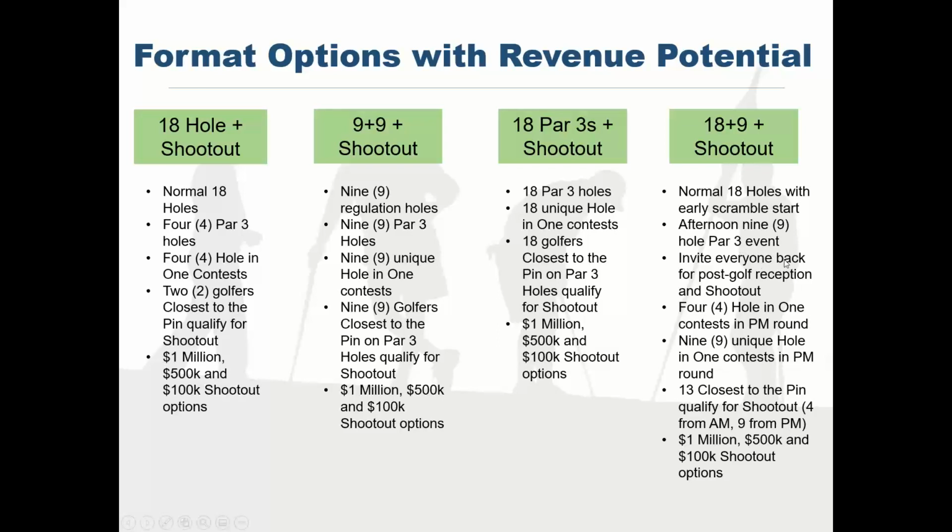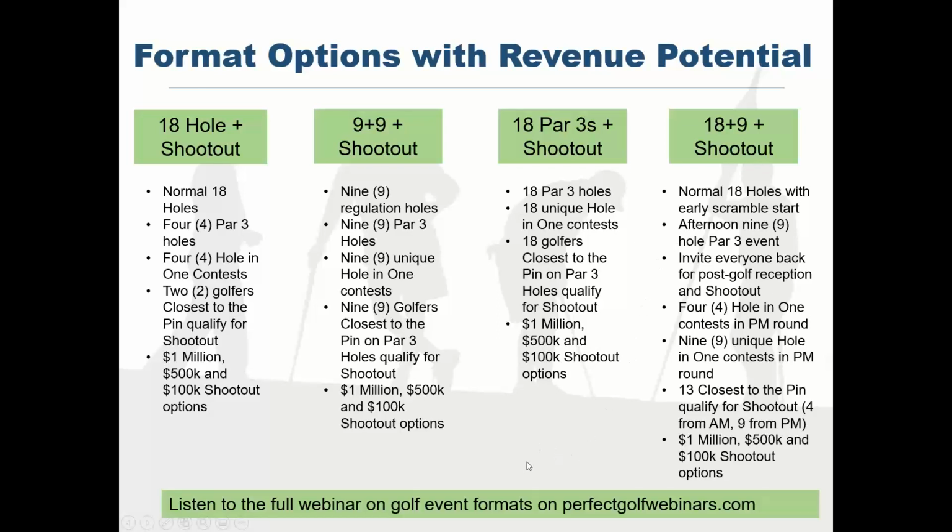So the golfers who aren't comfortable, maybe they're a casual golfer and they don't want to play a full 18 holes but want to support and have some fun, are just going to come out and play 9 holes in the afternoon. Then they invite all the golfers back for the rewards reception, and they have a shootout. I love this format because it lets you bring serious golfers in the morning and casual golfers in the afternoon, and you're raising money for both groups. Again, I've recorded some webinars on Perfect Golf webinars on how to set these formats up if you have any interest.